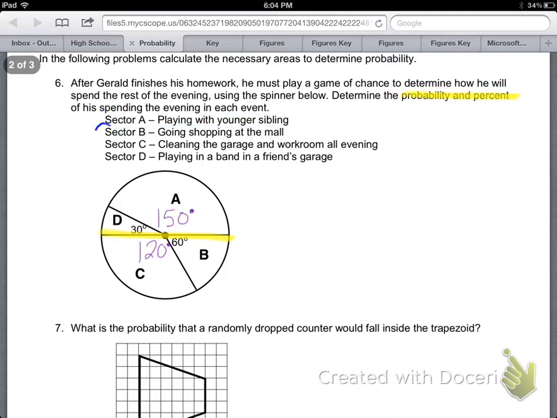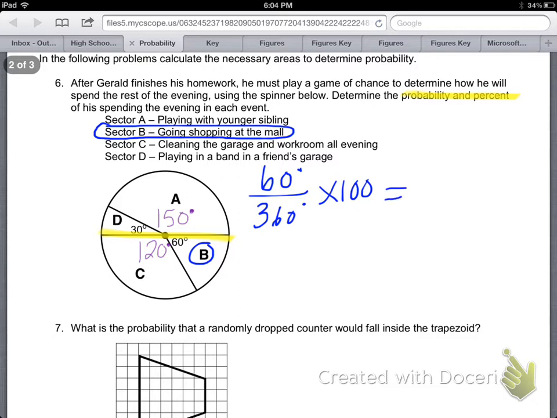Now for B, going to the mall, which is 60 degrees, sorry. 60 degrees over 360 degrees times 100, so you can get the percent. And that gives you 16.6%. So Gerald has a 16.6% chance of going to the mall.